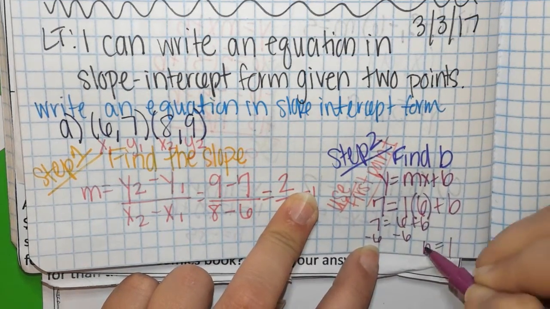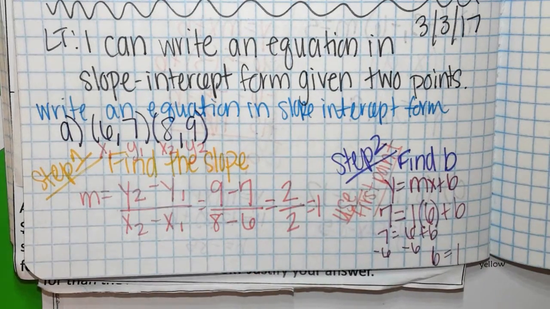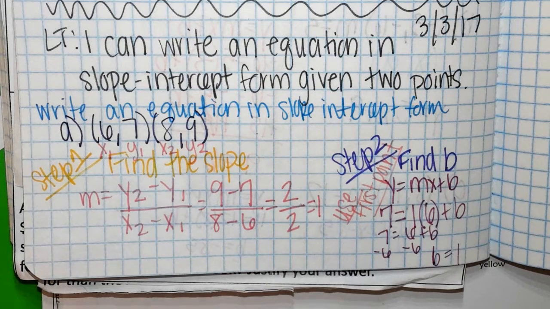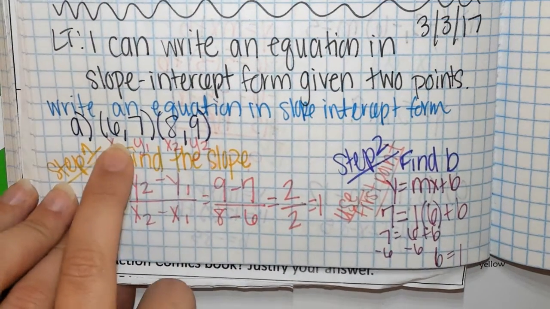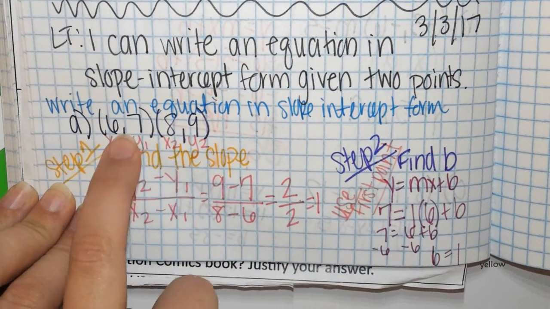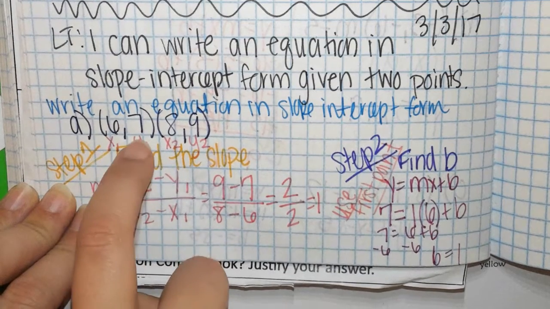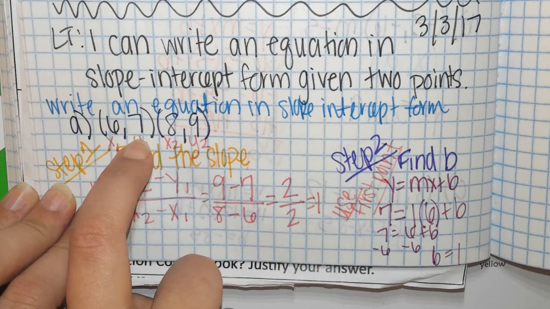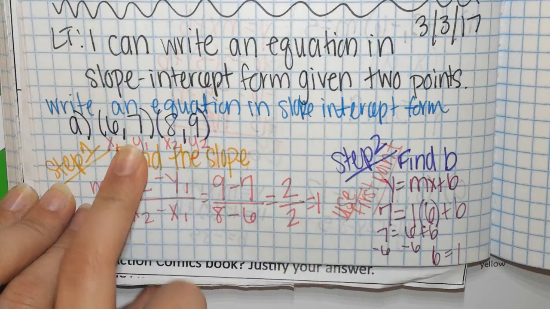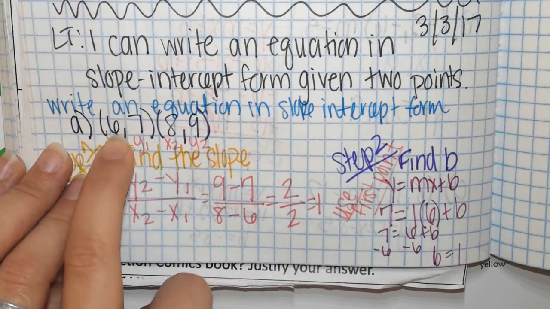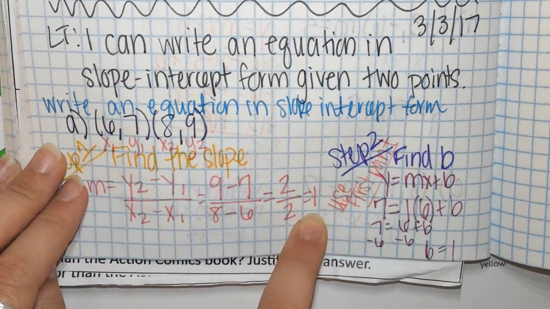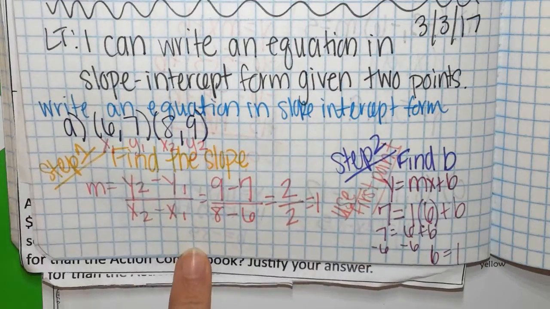From our first point. So it says use the first point. Our first point is 6, 7. So we use our first coordinate to plug in for x and y. Alright, now, are we done?